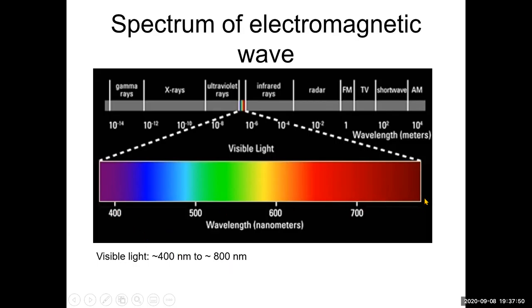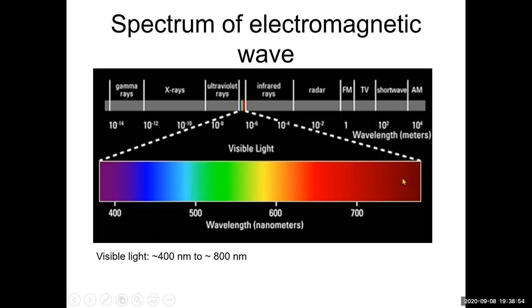From 400 to around 800 nanometer, that's the spectrum of visible light. And we can see that the color around 400 nanometer is violet. So for the electromagnetic wave whose wavelength is shorter than violet, we call them ultraviolet light or rays. That's UV light. UV stands for ultraviolet. So UV light is light with a wavelength shorter than that of violet.